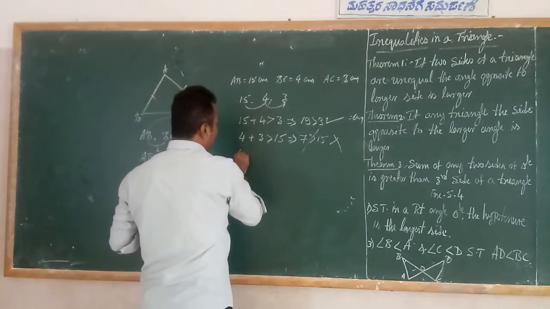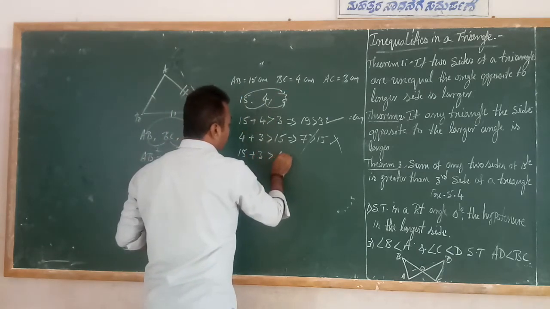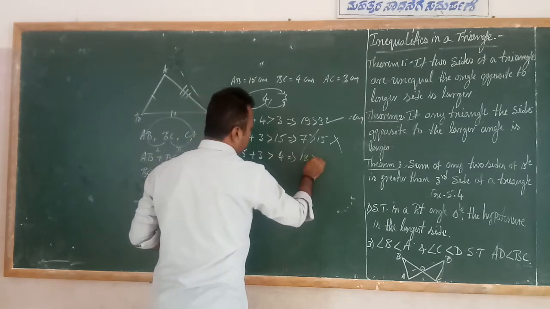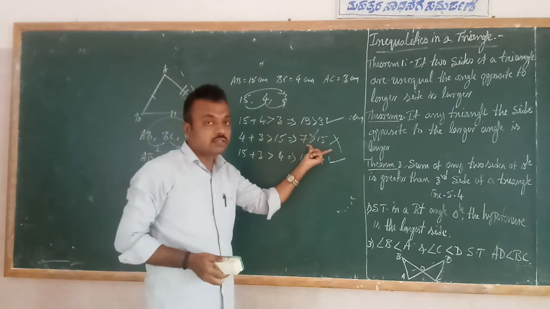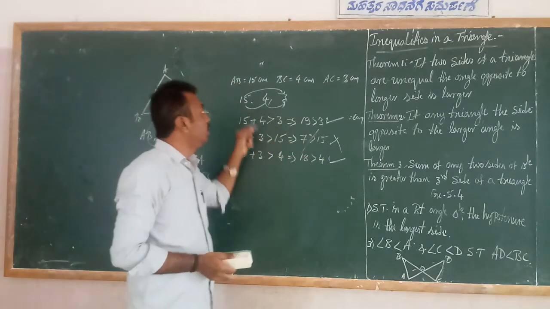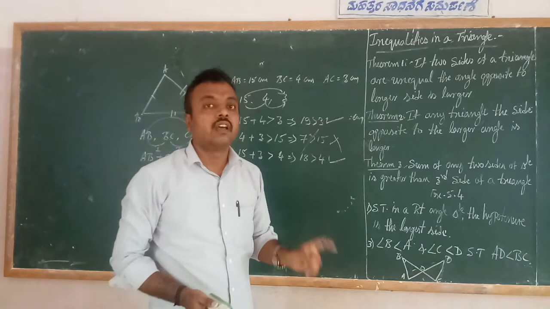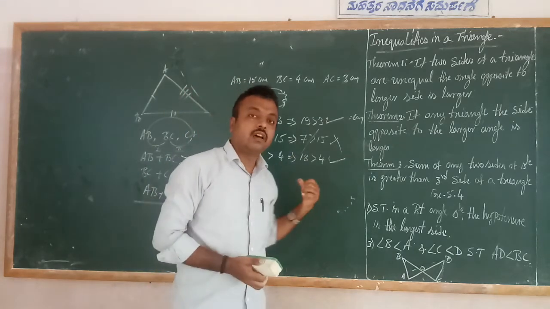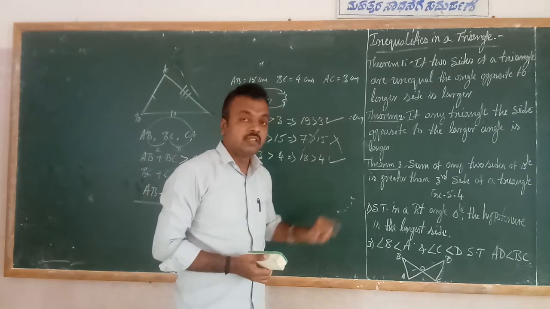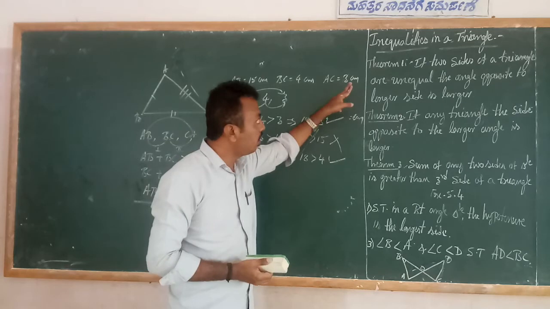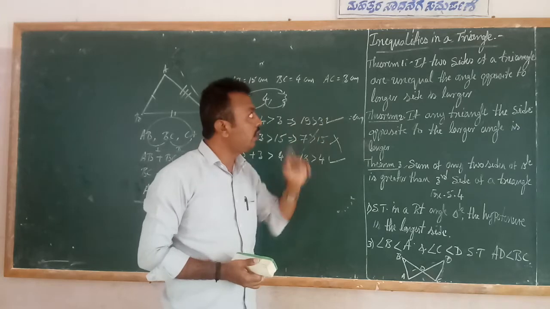Shall we get the third condition? 15 plus 3 must be greater than 4. So it implies 15 plus 3 is equal to 18, which is greater than 4. This is satisfied. Among these three conditions, one condition is not satisfied. Therefore 15, 4 and 3 are not the sides of a triangle, or it cannot form a triangle. Understand, students? This is the statement of theorem number 3. So these are the theorems of inequalities in triangles.